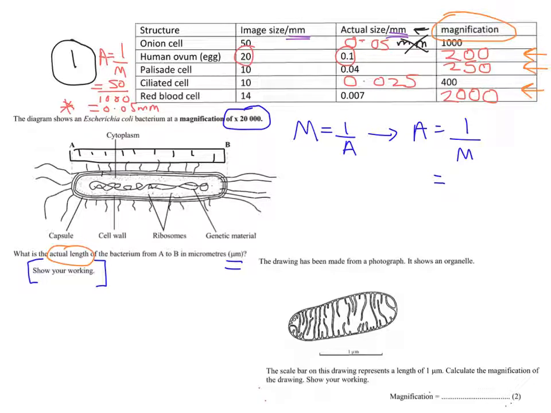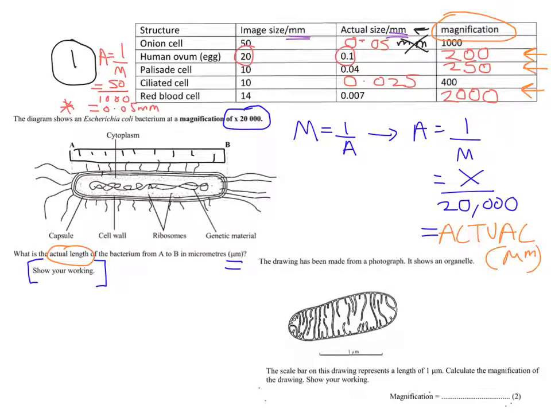So image over magnification is the size of the actual, and that's what I want. The image is X, whatever you measure that to be, and even if you get a ruler, you could even do this yourself now, from A to B. Whatever that value is, divide that by M, which you're told is 20,000, and that would give you your actual value. And remember, it wants it in micrometres. So that's how you approach this question.